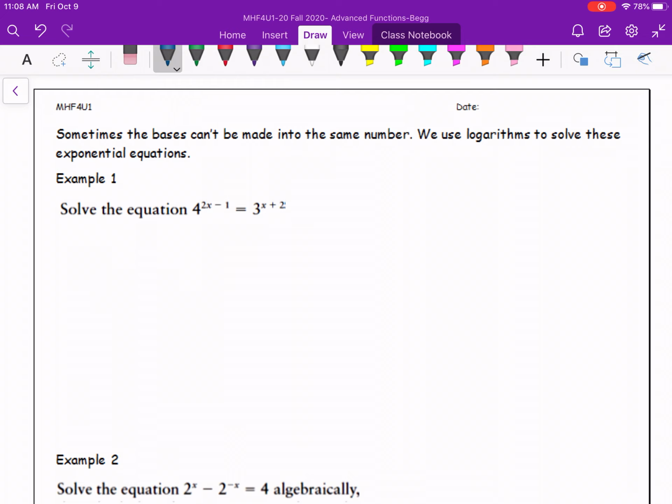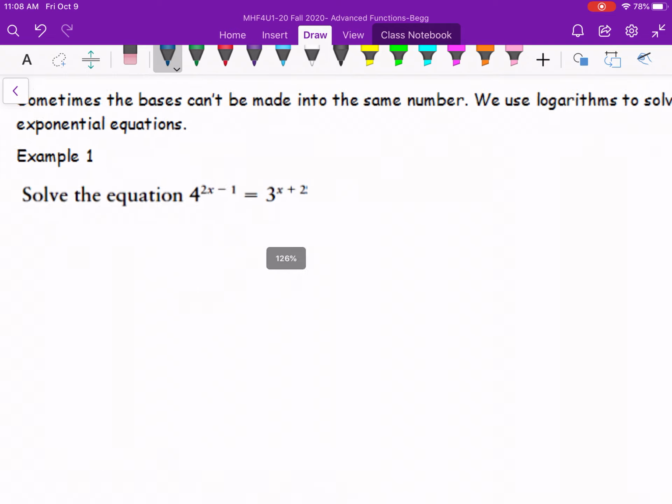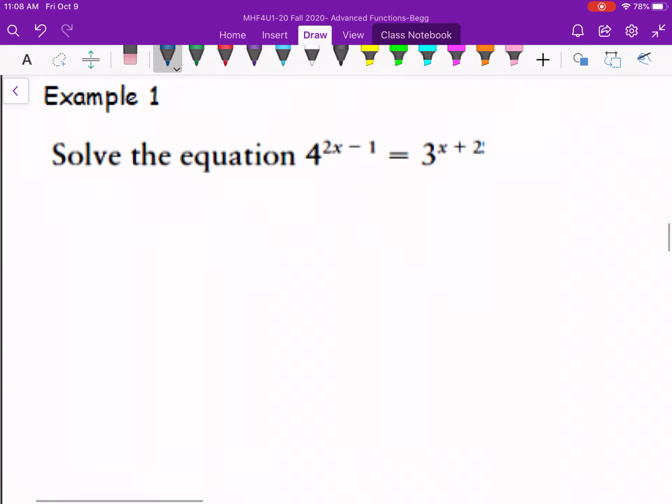So, sometimes the bases can't be made into the same number. And if that's the case, we have some other techniques that we can use. We can use logarithms to help us with that because, again, logarithms allow us to rewrite things. So one technique, let's just start by looking at the problem first of all.